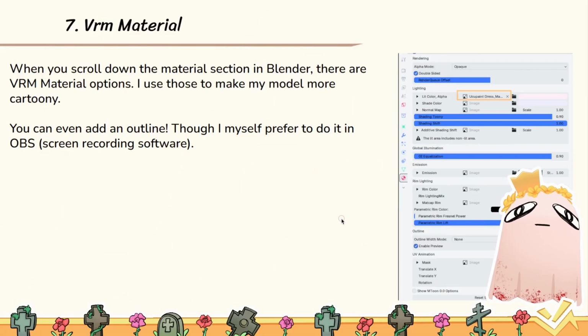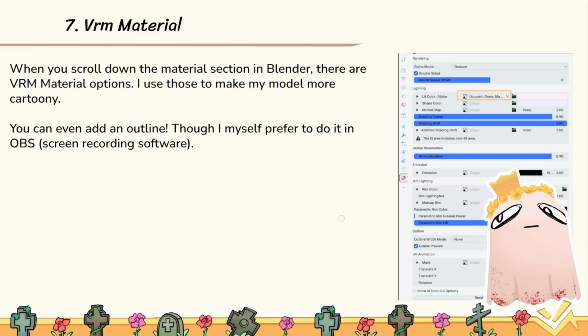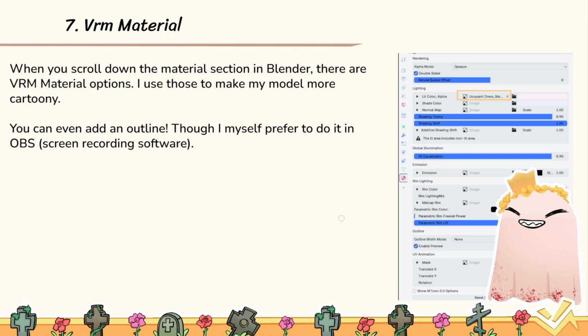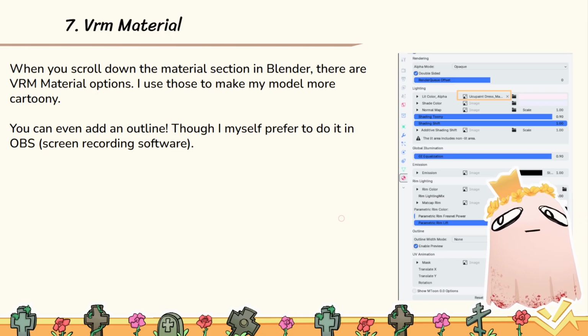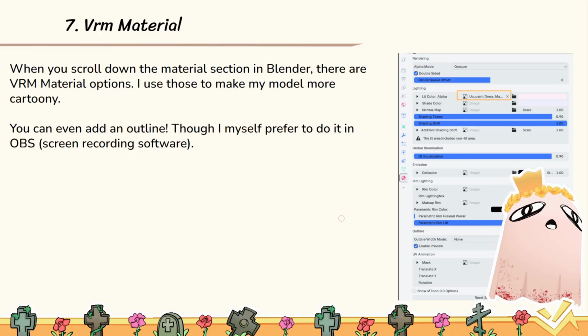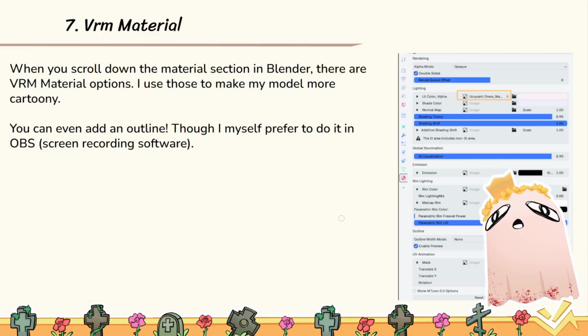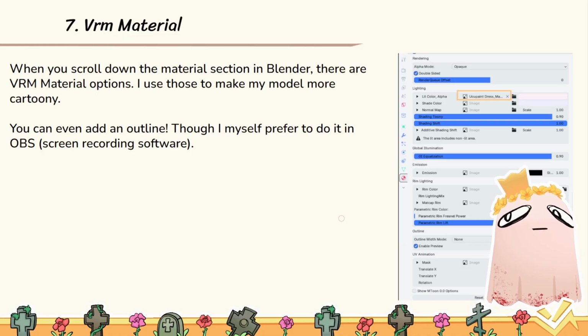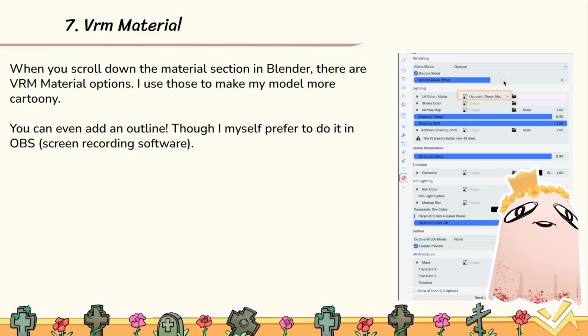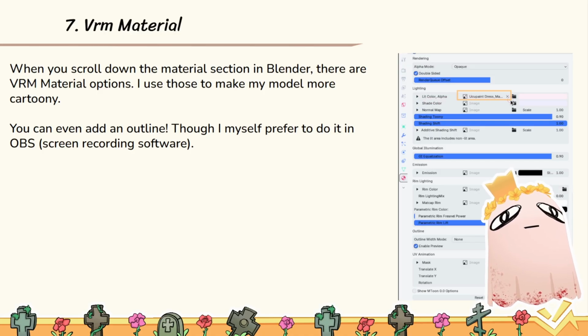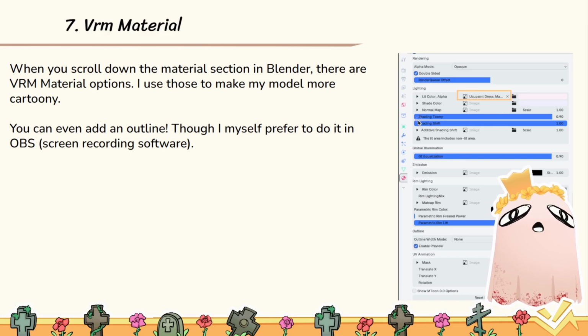7. VRM Material. When you scroll down to the material section in Blender, there are VRM material options. I use those to make my model more cartoony. You can even add an outline there, though I myself prefer to do it in OBS, screen recording software. And here you can see the screens of those VRM material options. I'm only using lit color alpha and I have my texture selected there. Then I played around with the shading toony and shading shift parameters.